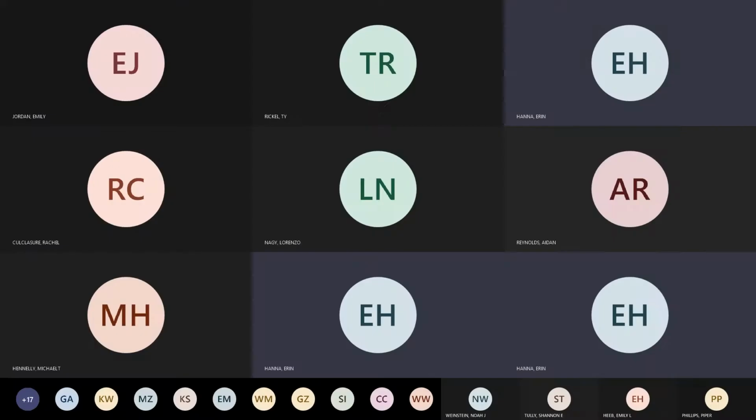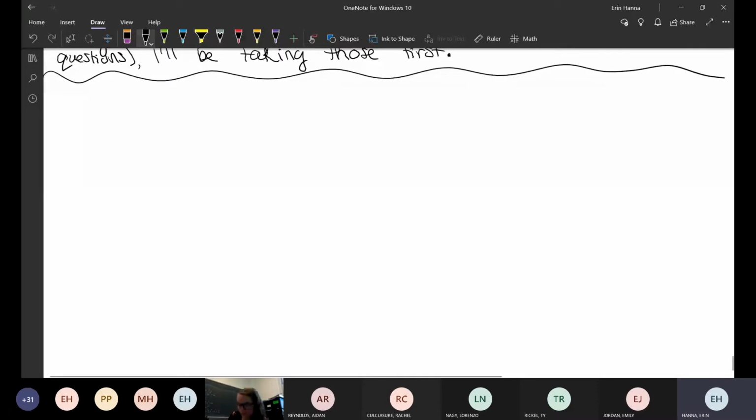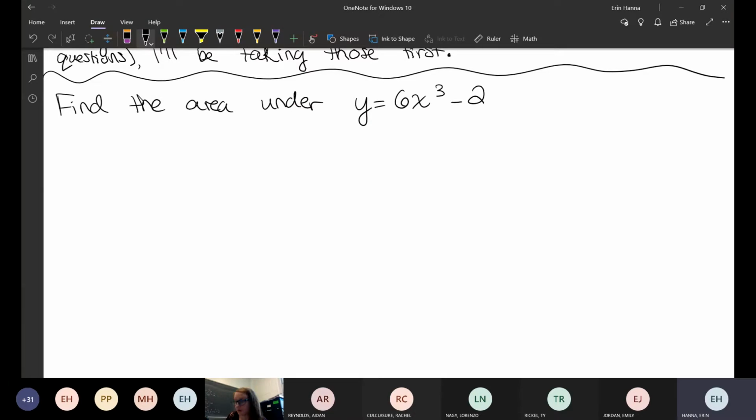Yours. Because again, Wiley sometimes changes the values for different people, but what it's giving me is: find the area under 6x cubed minus 2 between 6 and 13. So this is kind of 5-3 material.